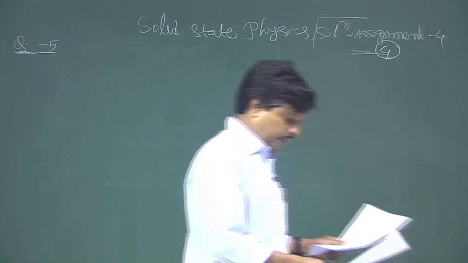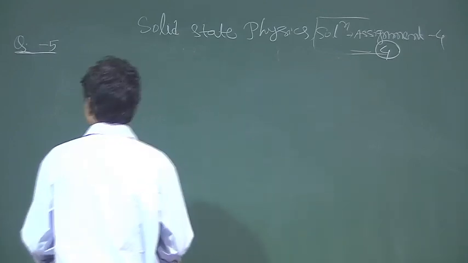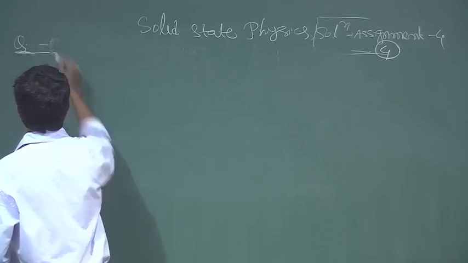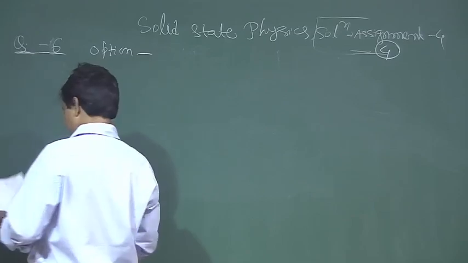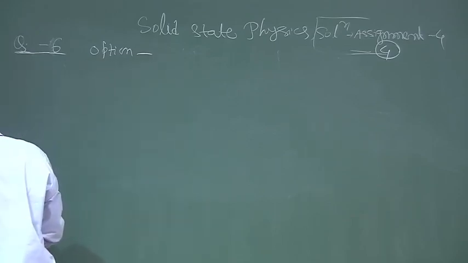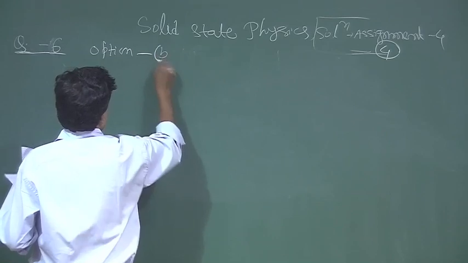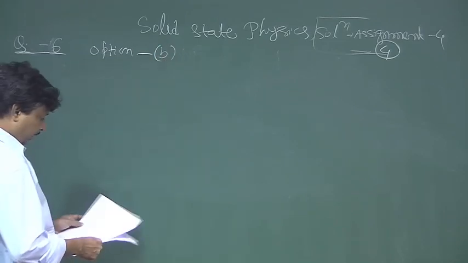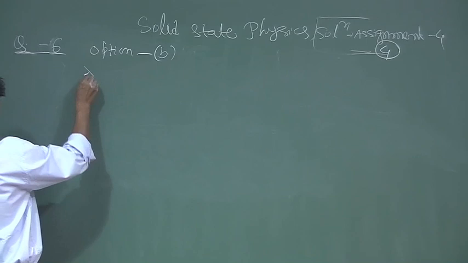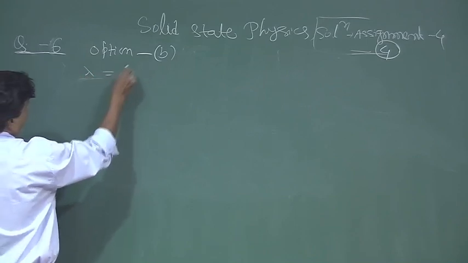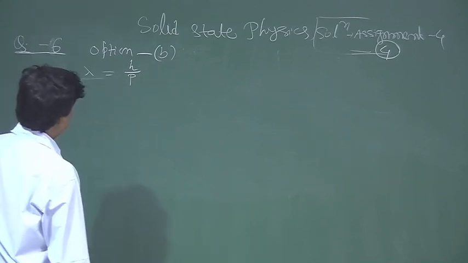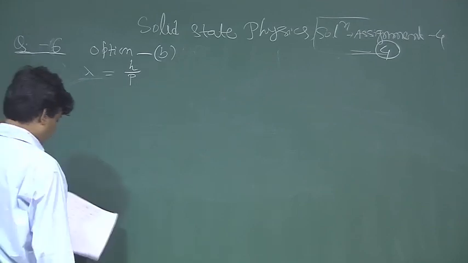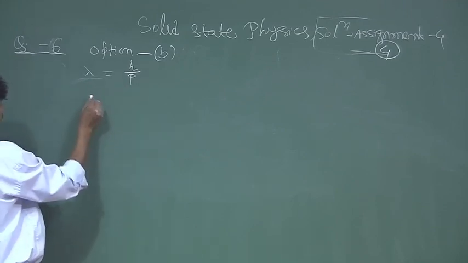Let us write the correct option for question number 6: option B. Here your well known relation, lambda is equal to h by p, where h is Planck's constant and p is the momentum. That is the de Broglie relation, lambda is equal to h by p.